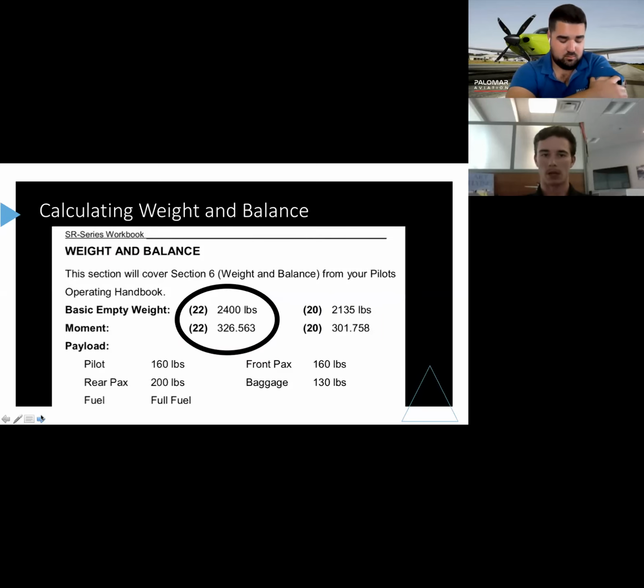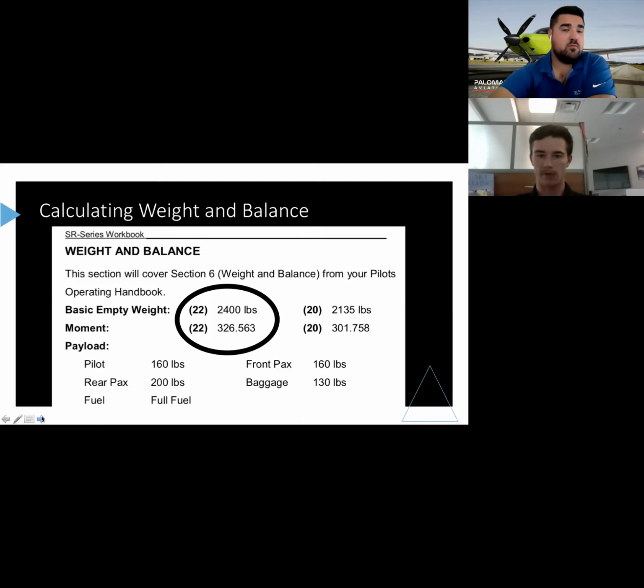Now we'll start talking about calculating the weight and balance for our aircraft. So we're going to be using the weight calculation for the 22 or 22 turbo. This here is brought directly out of the SR series workbook, which can be found in the Cirrus Approach portal. All of the weight and balance calculation information is going to be found in section 6 of the POH. So we can go into section 6. I've got some pictures here of some of the stuff in there.